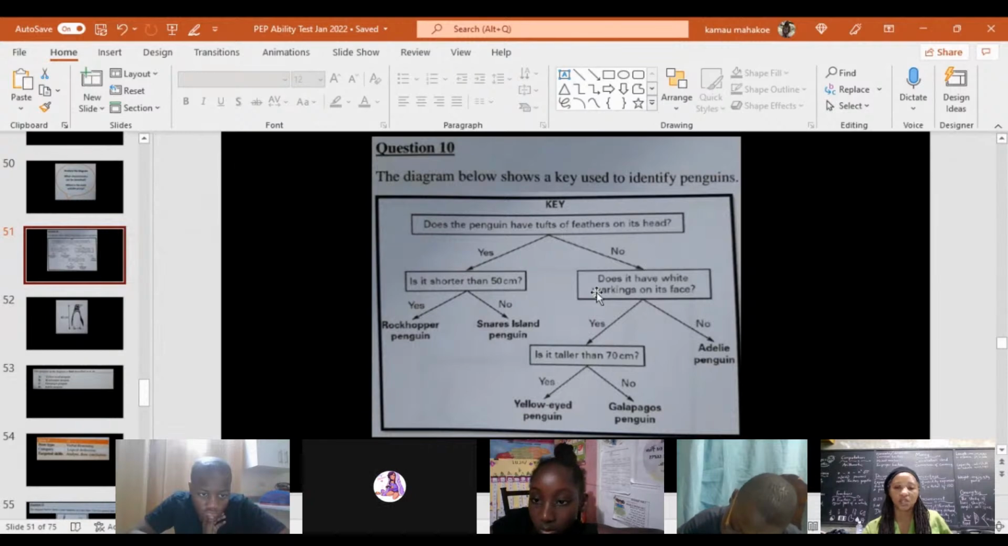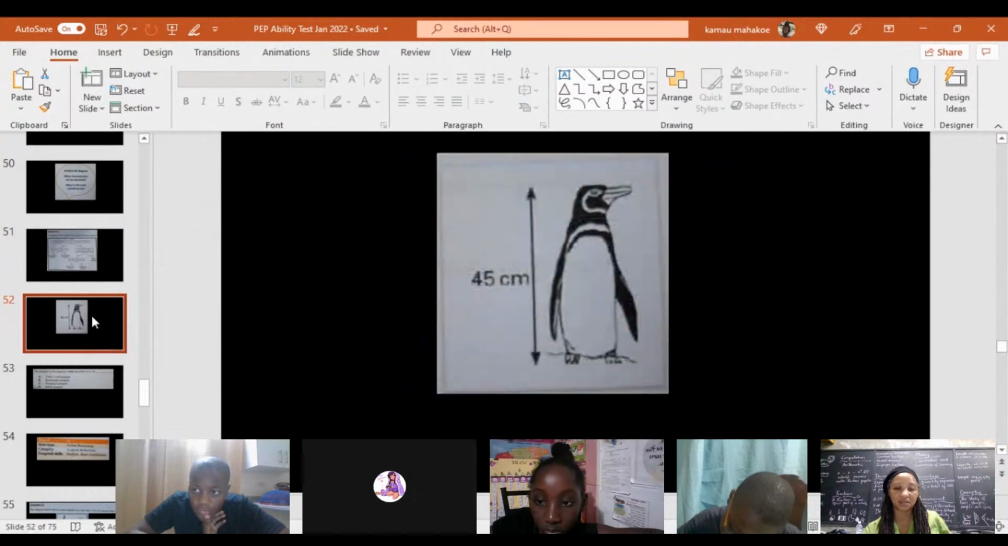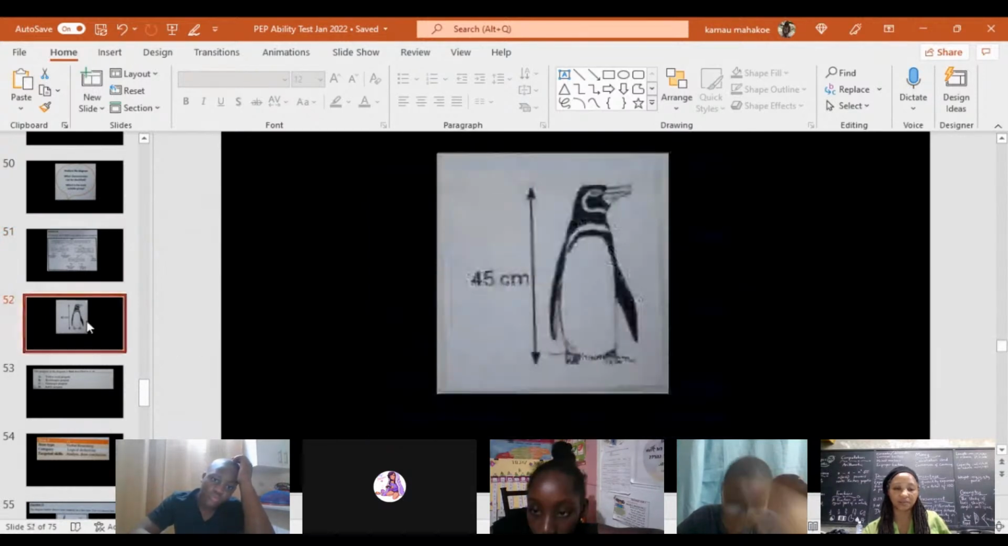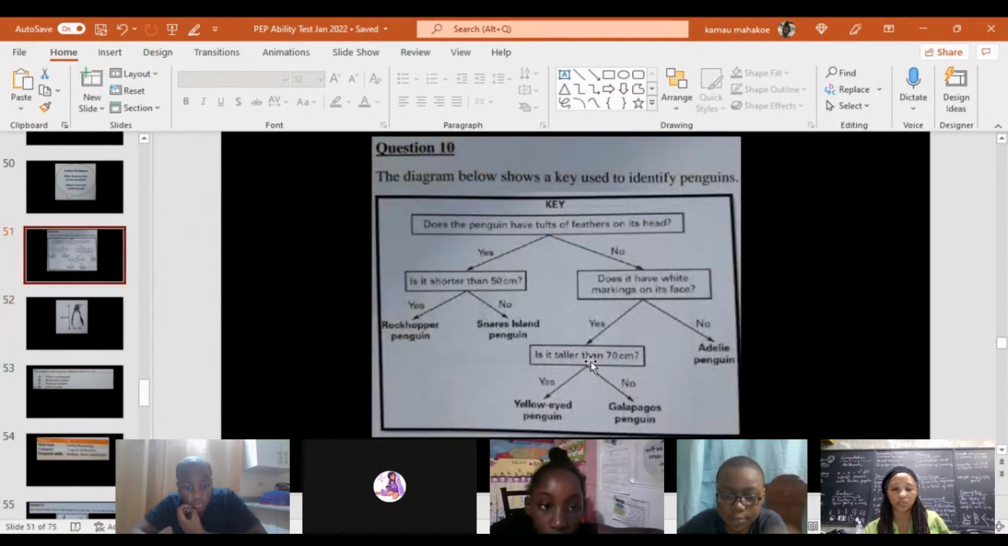Does it have white markings on its face? Yes. So we'd go to yes. It has white markings on its face. Is it taller than 70 centimeters? No, it's 45. So we'd go to no, right? So it's the Galapagos penguin.